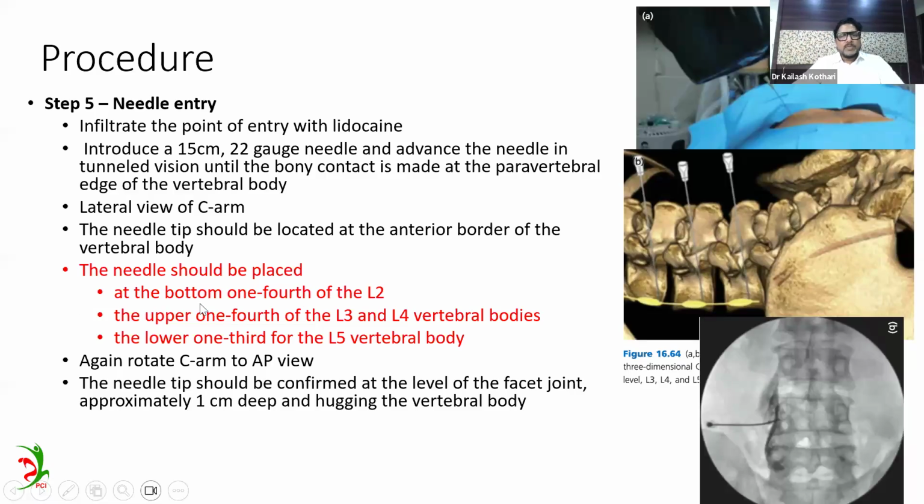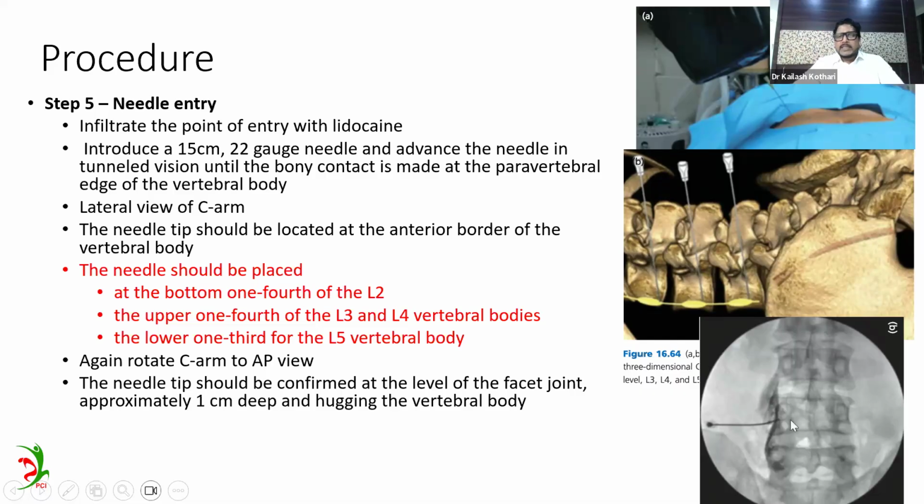The needle should be placed at the bottom 1/4 of the L2, upper 1/4 of the L3 and L4, and lower 1/3 of the L5 vertebra. At L5 vertebra, you don't have to go at the anterior border of the body of vertebra. You have to place at the junction of the posterior 2/3 and anterior 1/3. That is where the ganglion is. The ganglion just starts going posteriorly at the L5 vertebra, and then it continues on the sacrum. So once you get good spread of the dye, then you can inject your local anesthetic.